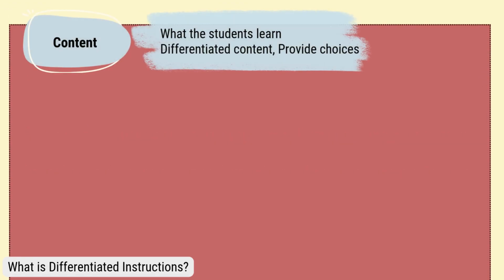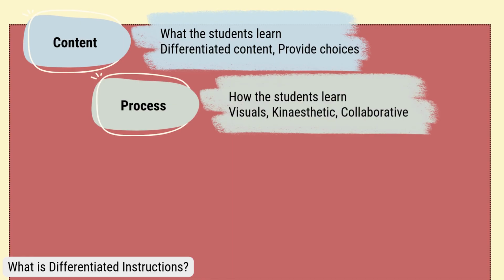First, content. What students learn. You might be teaching the same topic to everyone, but you change how it's shown. The goal is the same, but the way we present the information is different. Second, process. How students learn. This is about the activities students do to understand the topic. The concept remains the same, but the path to understanding varies.